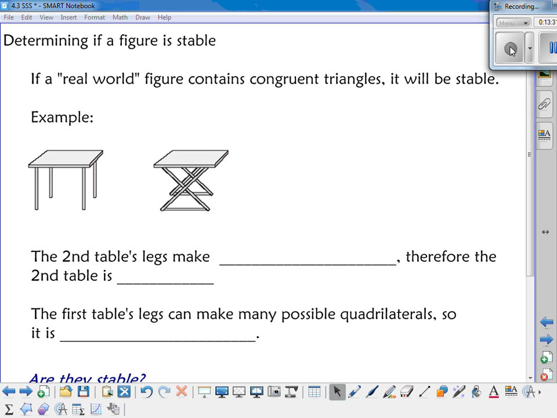So we can use congruent triangles to determine whether or not a real-world figure is stable. If we look at this example here, if a real-world figure contains congruent triangles, then it'll be stable. So if I look at my two tables, the second table's legs make congruent triangles. And so that means that the second table is in fact stable. The first table has lots of possible quadrilaterals, so basically it could be pushed and slanted over, so it is unstable.